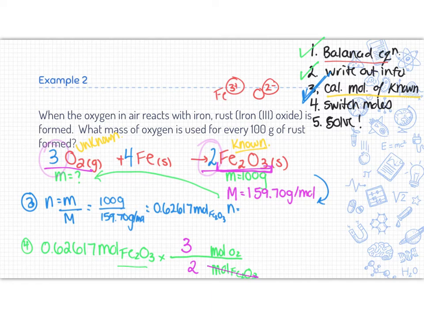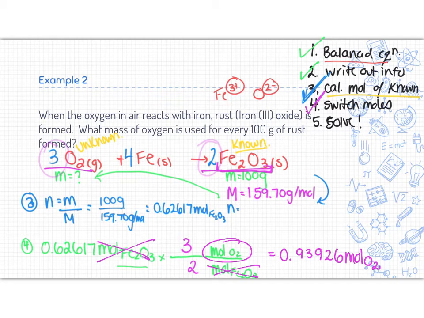All right, moles of iron 3 oxide cancel, and I am left with 0.93926 moles of oxygen. That's the unit I have left. So we've done step 4. We have switched moles from one compound to another. Our very last step is to solve the question. So technically now I have this number of moles. I could write this underneath oxygen if I wanted.